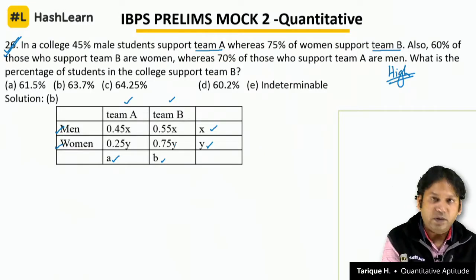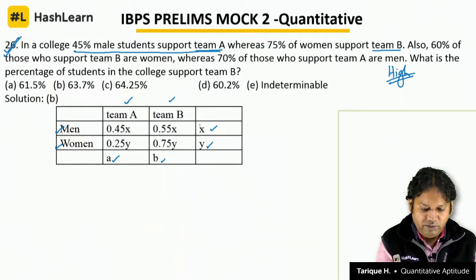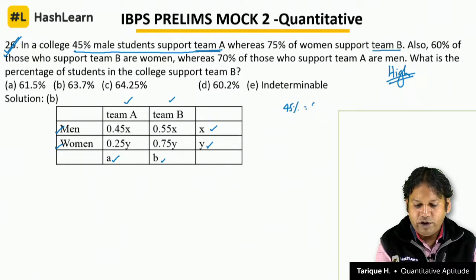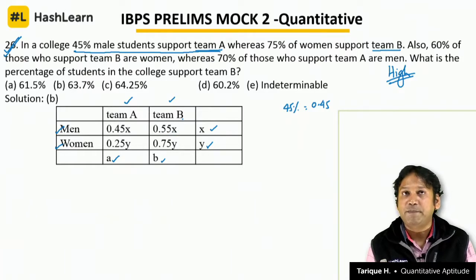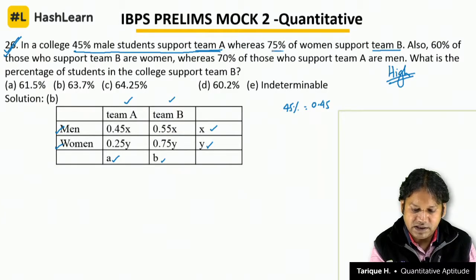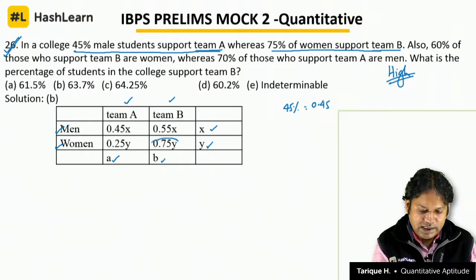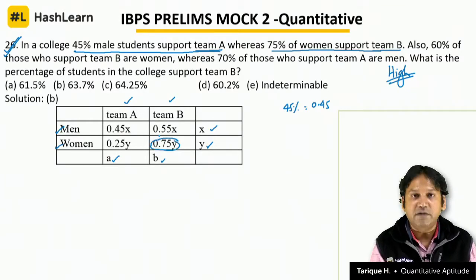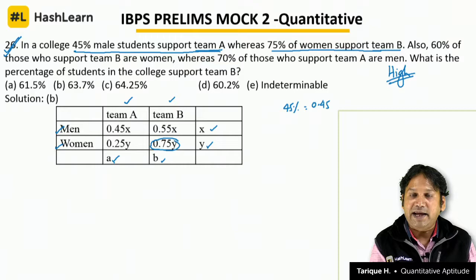Now what is given in the question very clearly is that 45% male students support team A. So if the total number of male students is X, 45% is equal to 0.45. So 0.45x support team A and then the remaining 0.55x support team B. Similarly, if the total number of women is Y and we know 75% of women support team B, so 0.75Y goes here and then 0.25Y goes under team A. Clear?